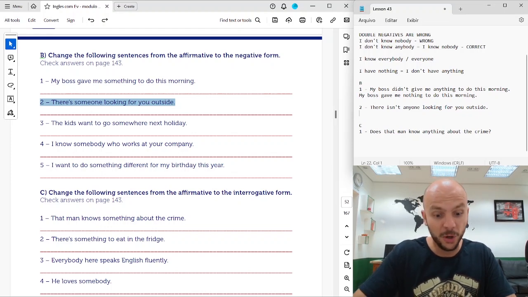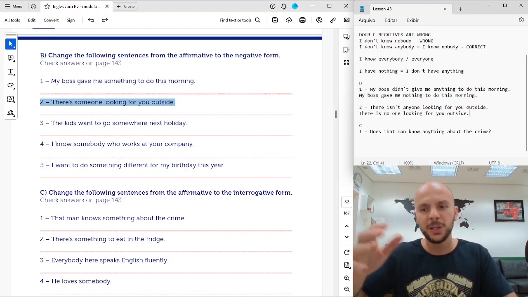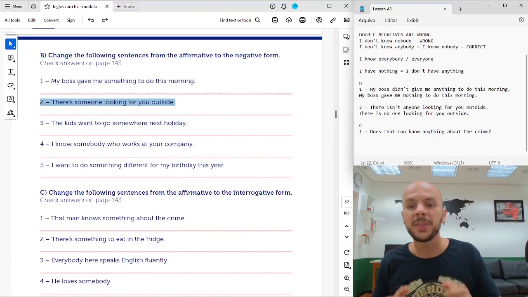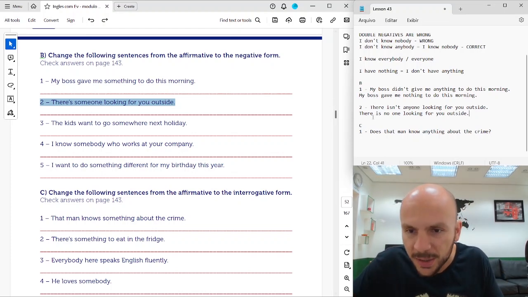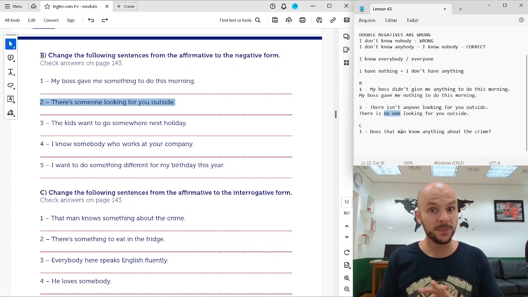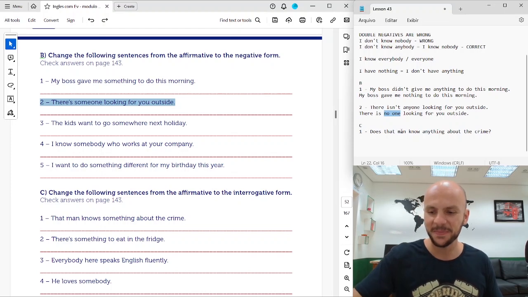Or there is no one looking for you outside. There isn't anyone. There is no one looking for you outside. No one. Nobody. Ninguém. Okay?